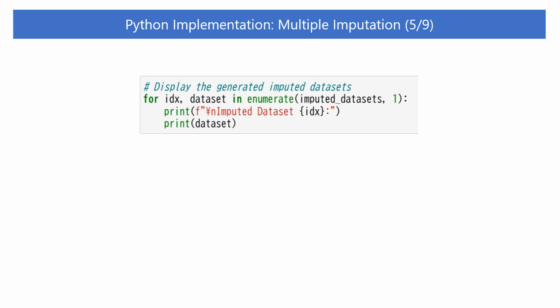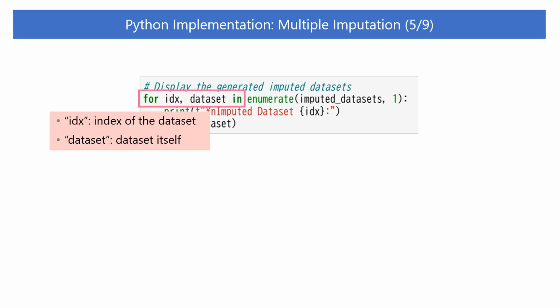Now, let's display the 3 datasets we created. By combining the for loop and enumerate, we can display the datasets with their index numbers. Right after for, there are 2 variables, idx and dataset. The first, idx, is the index of the dataset, and the second, dataset, refers to the dataset itself.